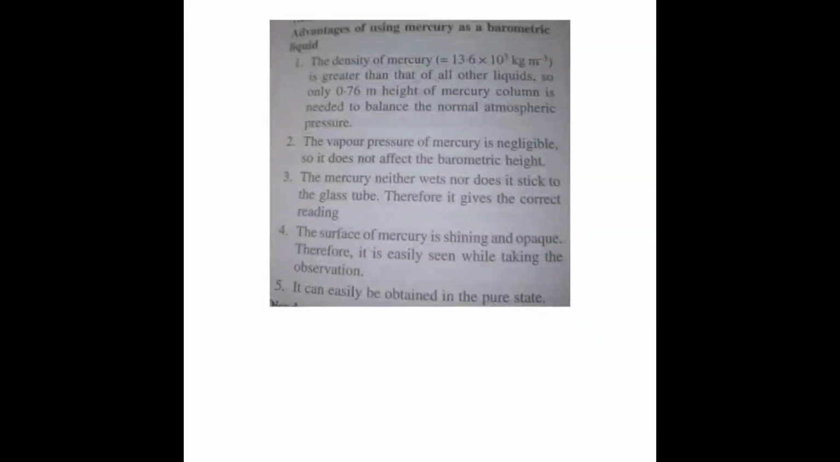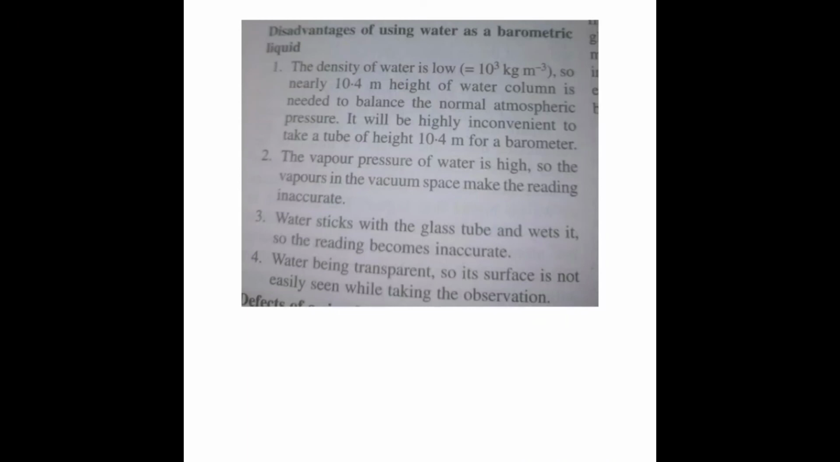Mercury does not wet, it does not stick to the glass tube. The surface of mercury is shining and opaque, therefore it is easily seen. It can be obtained in the pure state. These are a few advantages of mercury as a barometric liquid. Why we don't use water as a barometric liquid, that reason is also given here. There are 4 reasons. You need to write this in your exercise book.